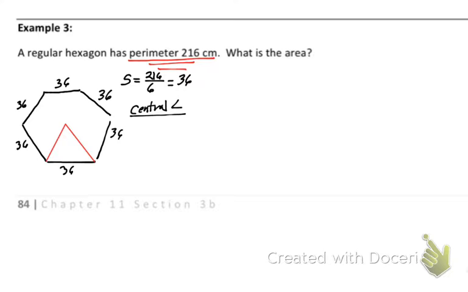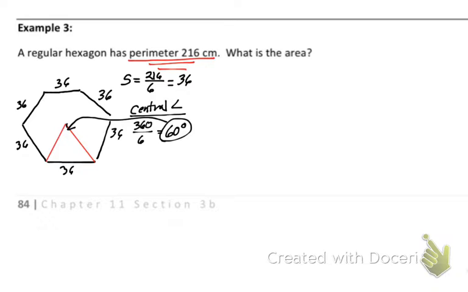All right, how do you come up with it? You divide 360 by the number of sides. Yep. I'm going to do 360 divided by the number of sides, which is 6 sides, which equals 60 degrees. So that central angle is 60 degrees.